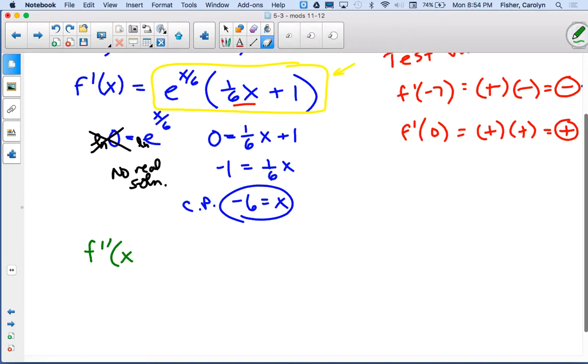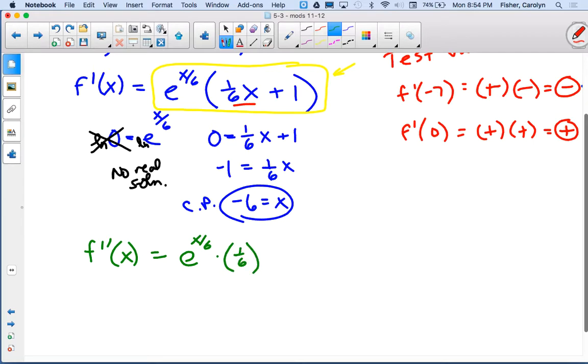So second derivative is equal to first function times derivative of the second, which is 1/6, plus second function, which is 1/6 x plus 1, times derivative of the first, which is e to the x over 6 times 1/6.